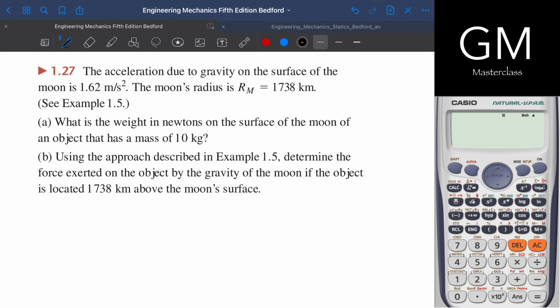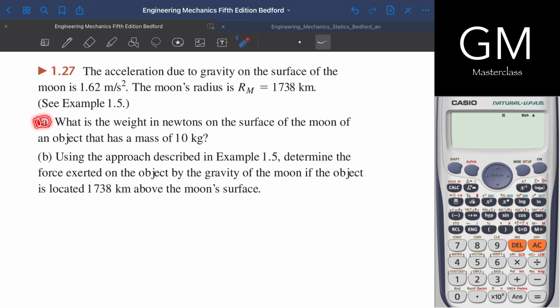Okay, we're going to solve the next exercise. Exercise number 1.27. The acceleration due to gravity on the surface of the moon is 1.62 meters per square second. The moon's radius is Rm, which is equal to 1,738 kilometers. See example 1.5.